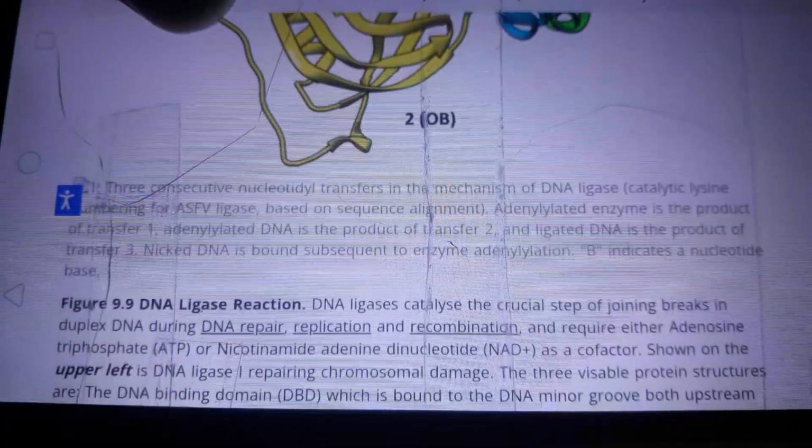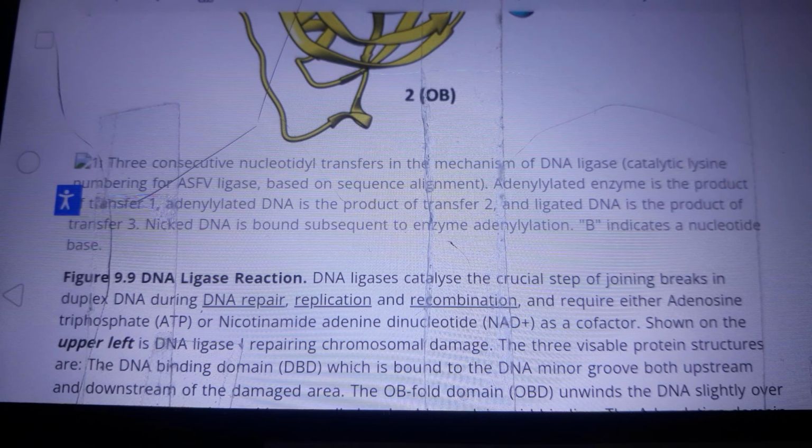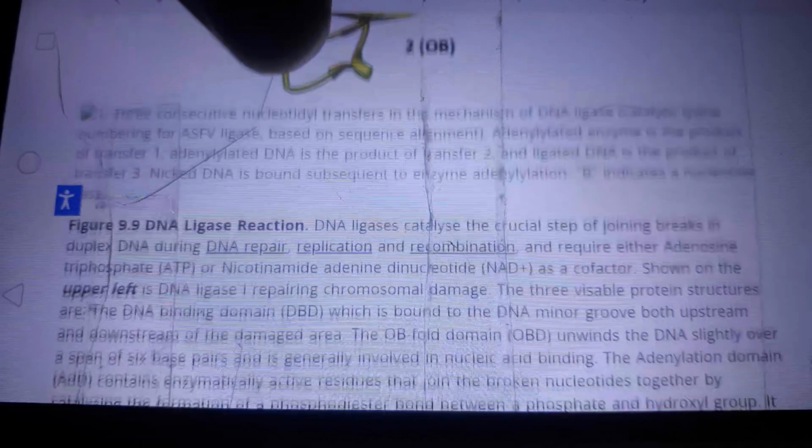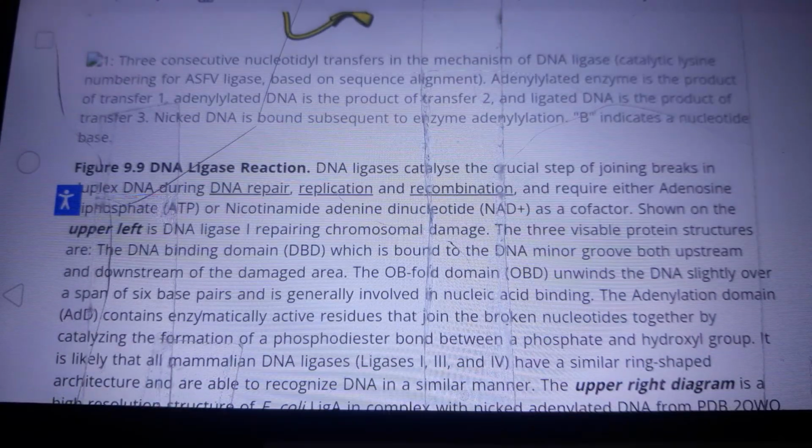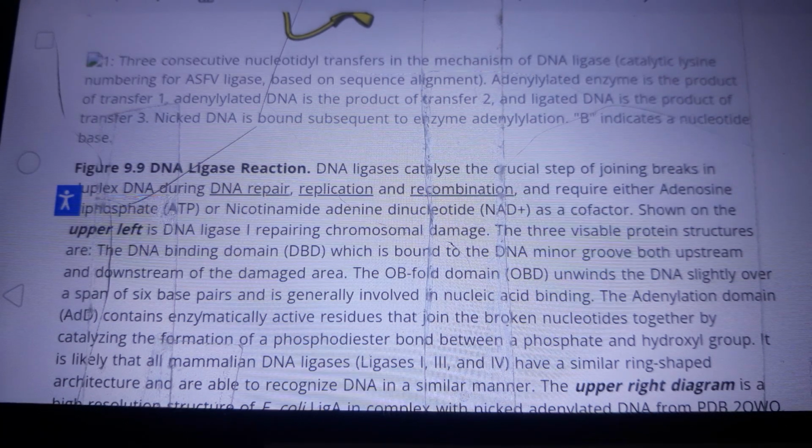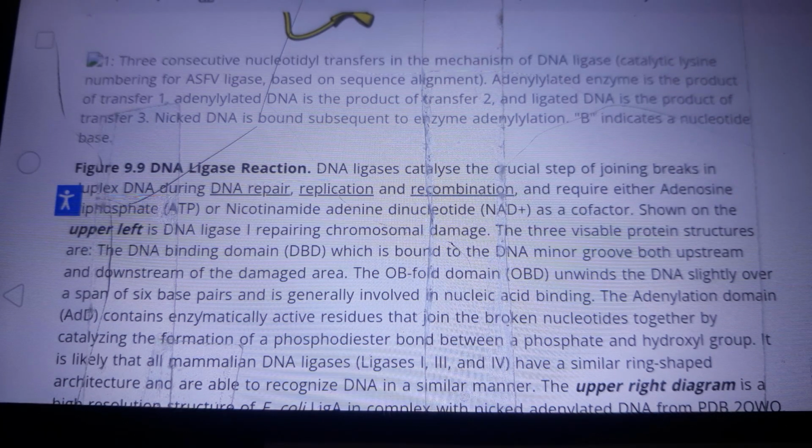This is another one, which is the 3 consecutive nucleotidyl transfers in the mechanism of DNA ligase, with catalytic lysine numbering for ASFP ligase based on sequence alignment. Adenylated enzyme is the product of transfer 1, adenylated DNA is the product of transfer 2, and ligated DNA is the product of transfer 3. Nicked DNA is bound subsequent to enzyme adenylation.